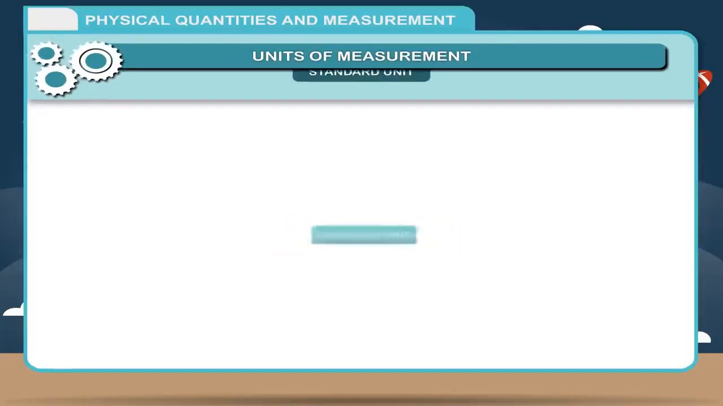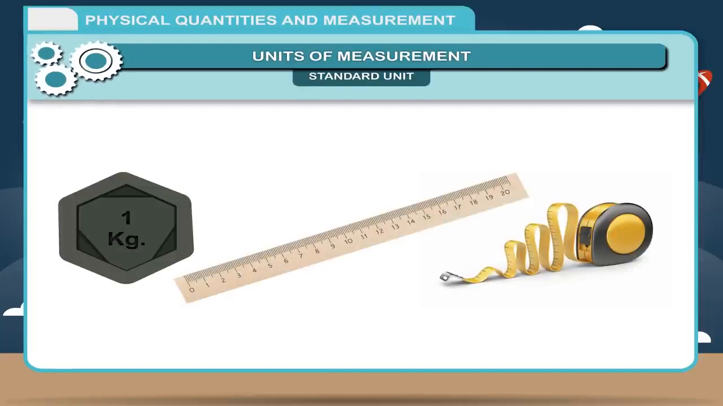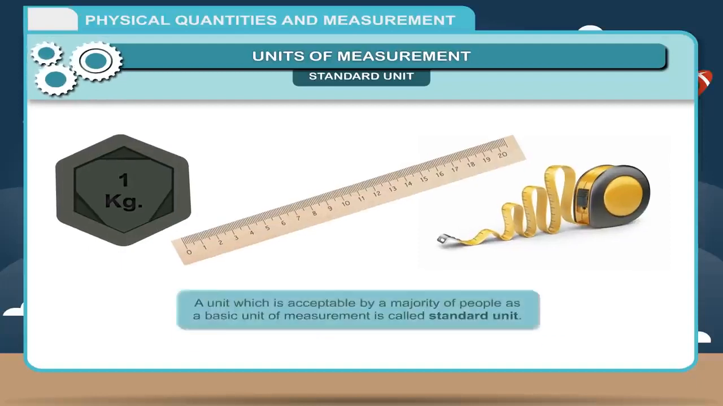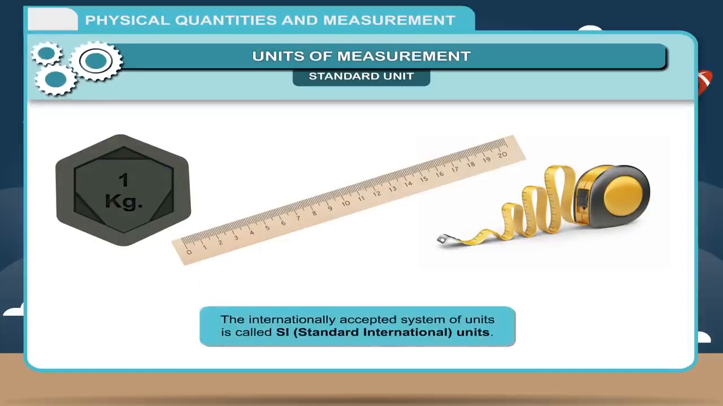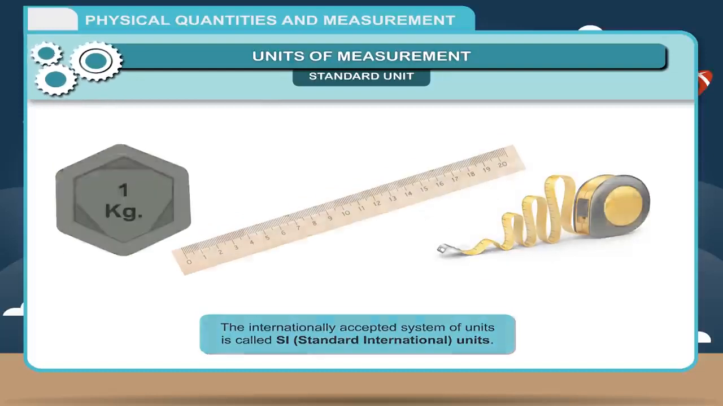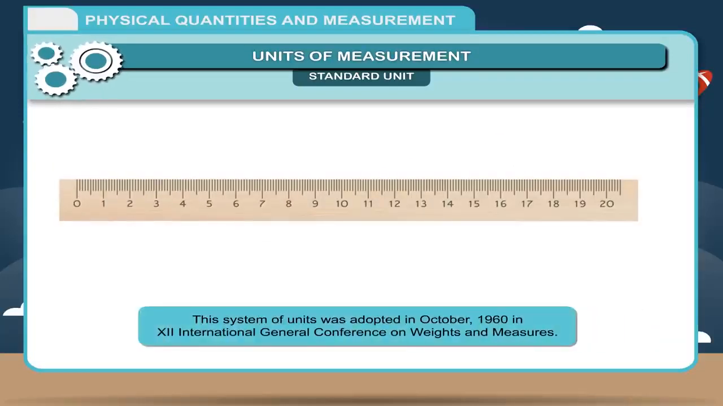Standard unit. To overcome variations in the measurement, the need of a system of standard units was felt. A unit which is acceptable by a majority of people as a basic unit of measurement is called standard unit. The internationally accepted system of units is called SI, Standard International Units. This system of units was adopted in October 1960 in 12th International General Conference on Weights and Measures.